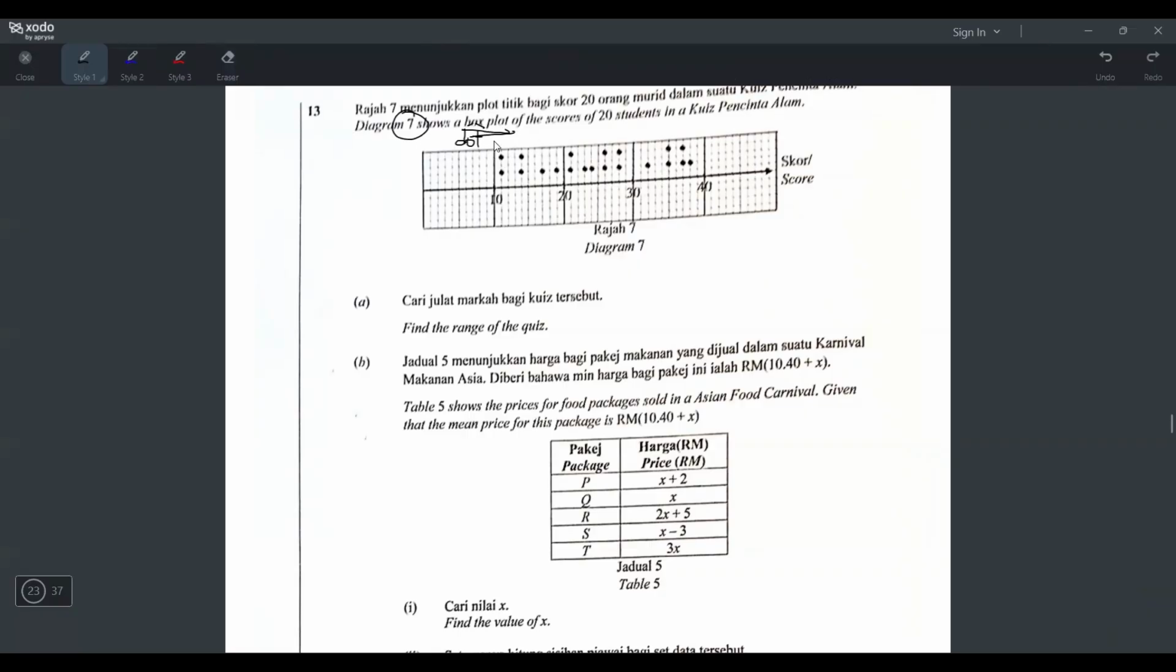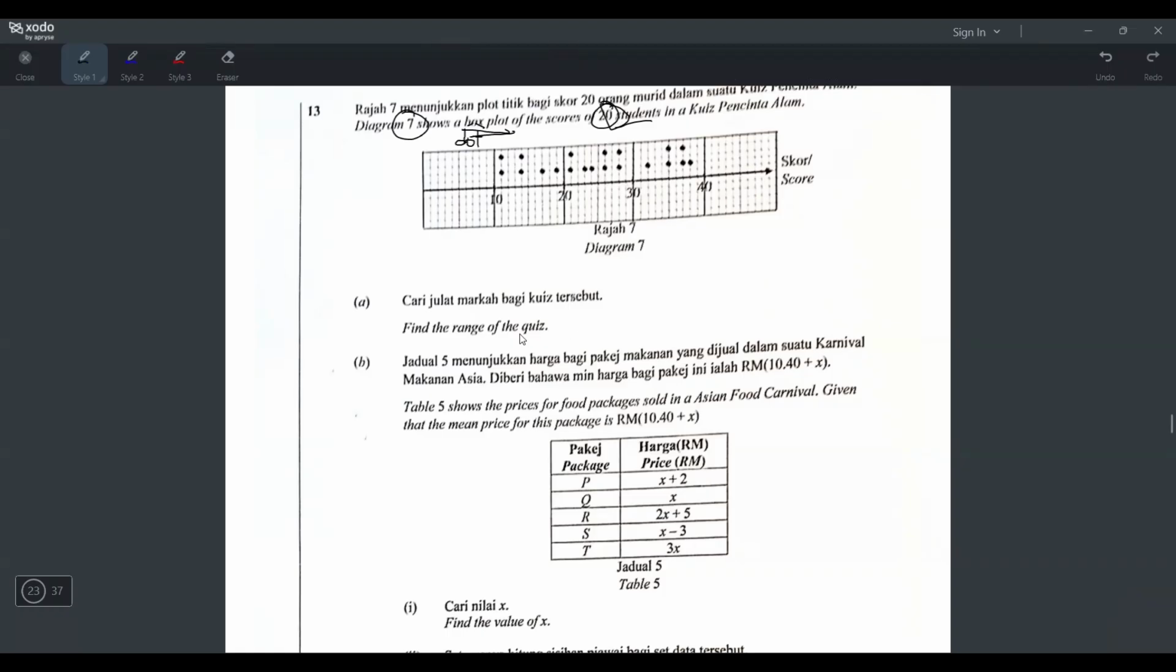Okay, so diagram 7 shows a dot plot for the scores of 20 students in the quiz pencinta alam. It means there will be 20 dots here, right? And every dot here represents the score for one pupil, or one student. So this dot means this person scored 11. This one, another one scored 11, another scored 14, another scored 14, and so on. And they already say there are 20, so there should be 20 dots here.